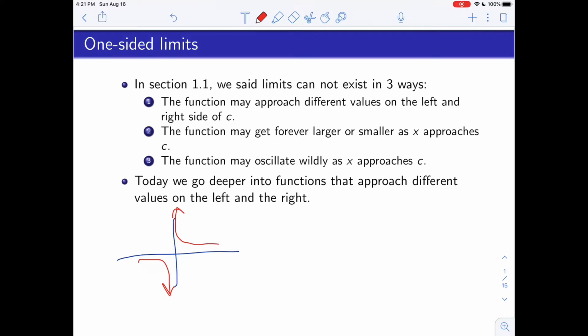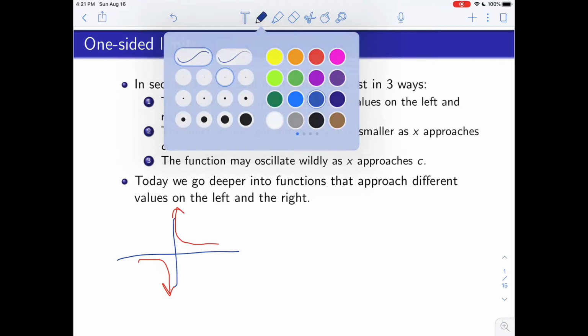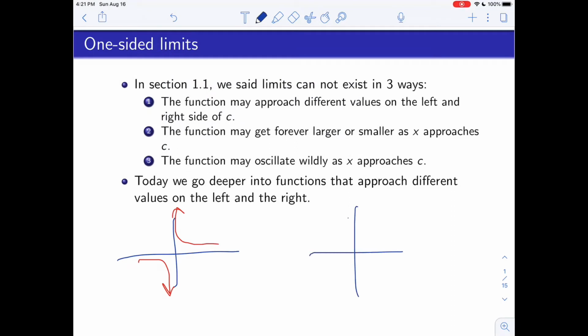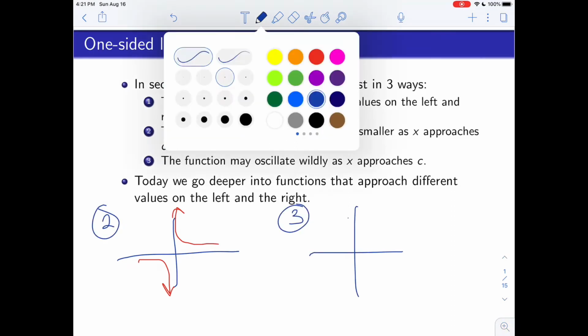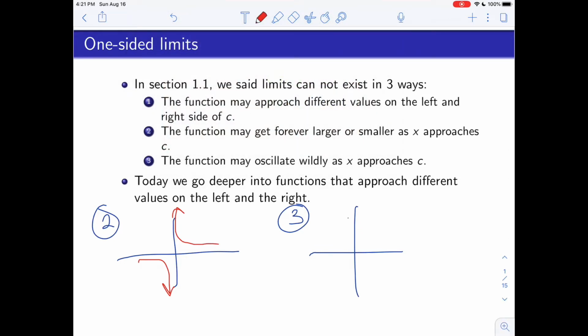And then the third one was that the function might oscillate wildly as x approaches c. So that would have been something like the sine of 1 over x function, where it went back and forth and back and forth and back and forth, and it made this sort of funny looking wiggle in the middle. Okay? The one we're interested in today is the one where the functions approach different values on the left and the right side.